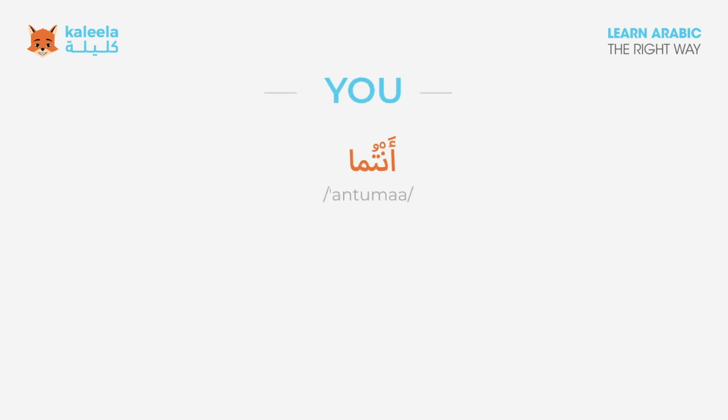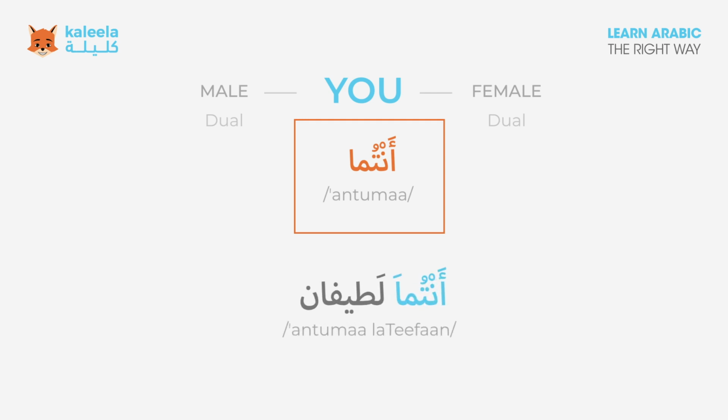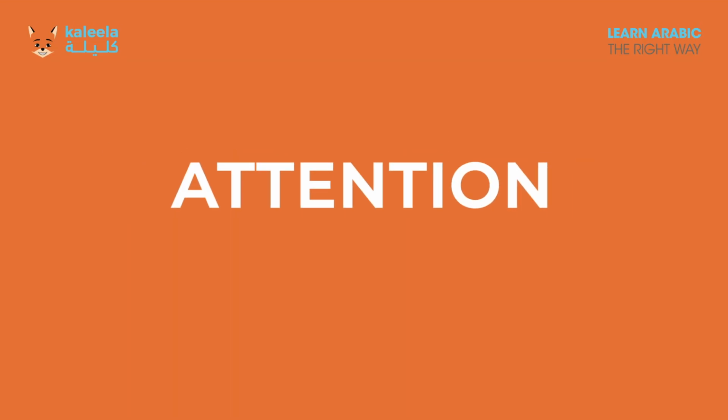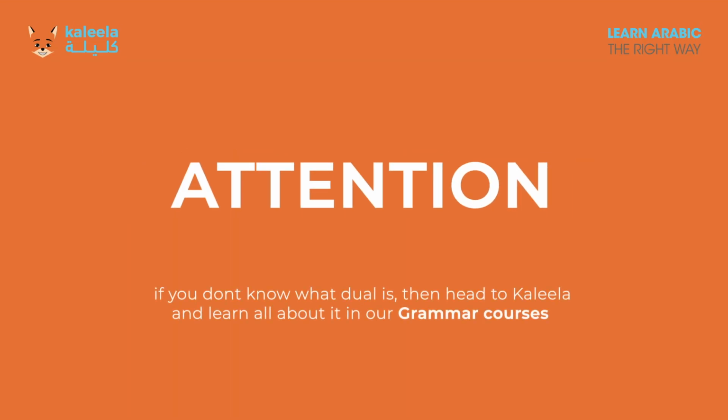You, أنتما. It's used for masculine and feminine in the dual form, as in أنتما لطيفان, which means you are kind. Attention! If you don't know what dual is, then head to Kalila and learn all about it in our grammar courses.